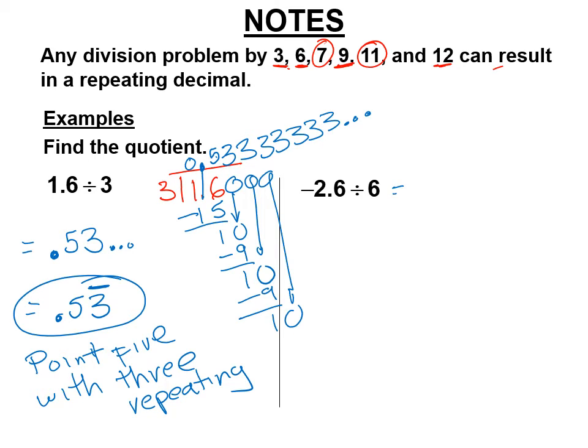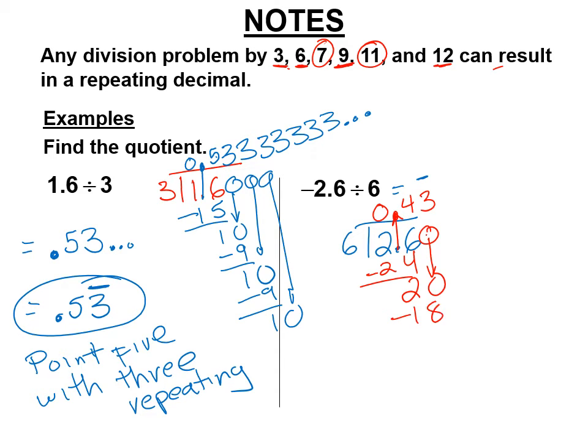You should also know the answer is going to be negative, right? Because we have one negative in the problem. So we're going to do 2.6 divided by 6. So 6 doesn't go into 2. Decimal straight up. 6 into 26. 6 times 4 is 24. Remainder 2. Bring down a 0. 6 into 20, 3 times. 3 times 6 is 18. Remainder 2. Bring down a 0.